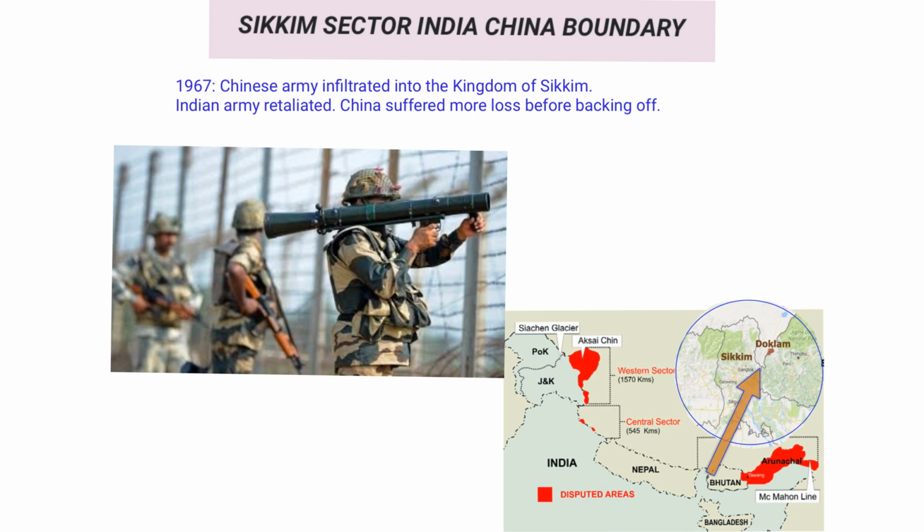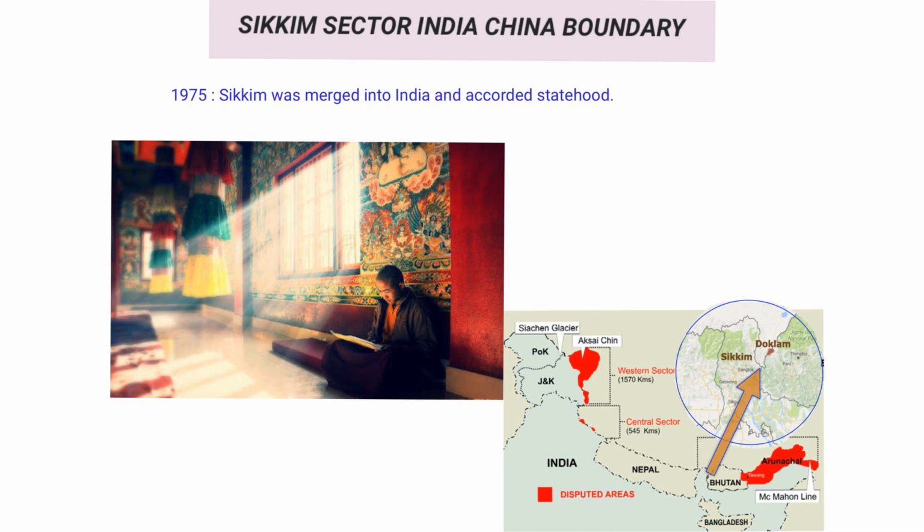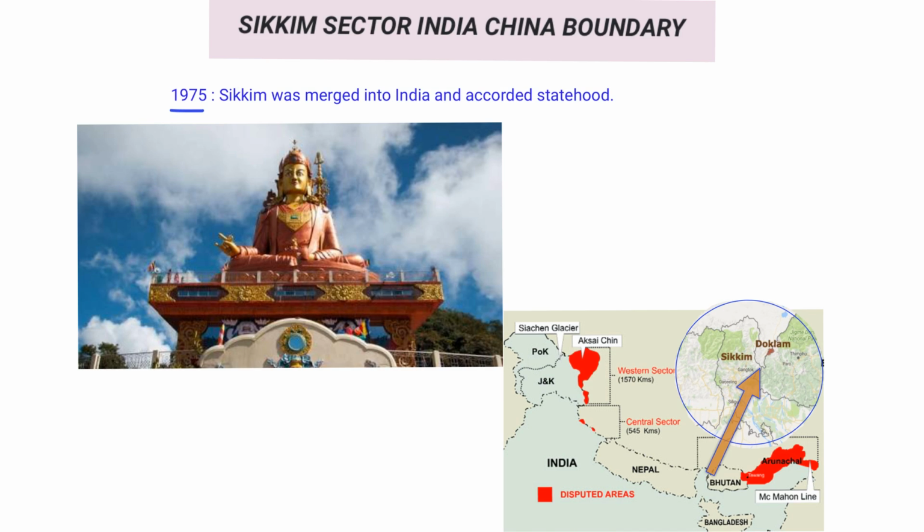By the end of the war, China had suffered more loss before backing off from the Sikkim sector. India not only rescued the state of Sikkim from Chinese aggression, but in 1975, it also merged Sikkim as a state in the Indian Union. China refused to acknowledge this accession of Sikkim to India, and there were regular instances when people from Sikkim were being denied visas to China. This situation improved only in 1993 when the then Prime Minister P.V. Narasimha Rao visited China. And then in 2003, China implicitly recognized that Sikkim has joined India.